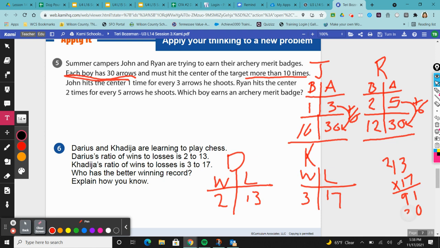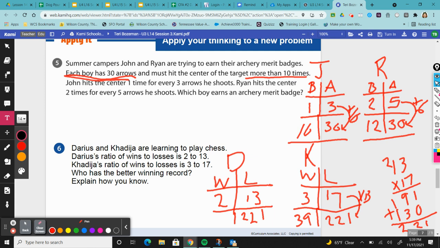1 times 3 is 3. 1 times 1 is 1. We're going to add that together, right? So we have 1. 9 plus 3 is 12. 2, regroup your 1. 1 plus 1 is 2. So 221. 221 losses. That's what both of these need to have. Well, to get from 17 to 221, multiply times 13. So I've got to figure out what 3 times 13 is. It's going to be 39.